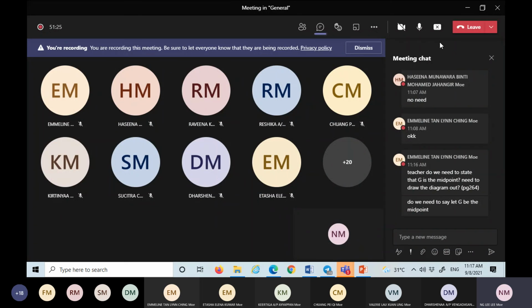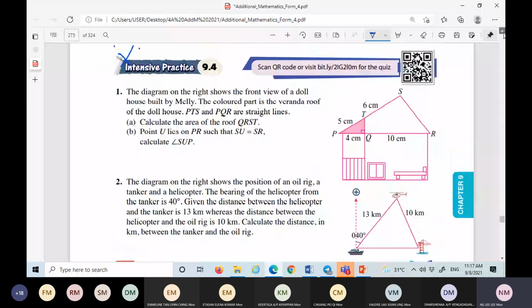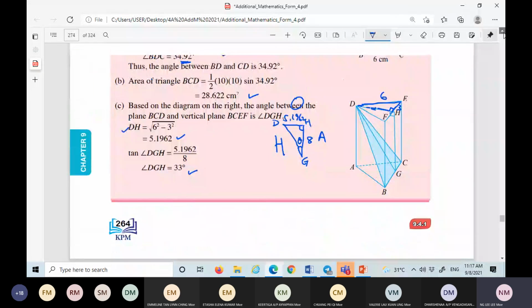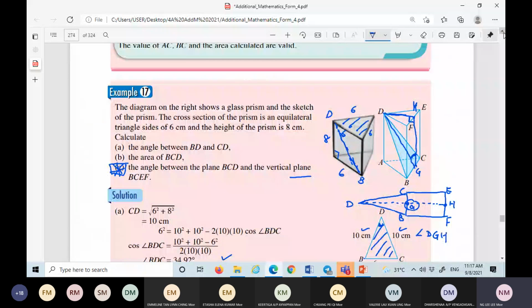Do we need to say let G be the midpoint? You can either say in words, or you can just label this way. The G, where is the G? You can label this way, double line, double line. So it will show the G is the midpoint of this. You want to say in words also can. For the point H, the same thing. You can make here one line, then here double line. Here double line also the same meaning, because this triangle and this triangle are the same. They are the cross section, they are equilateral.